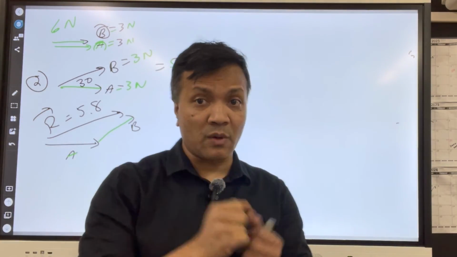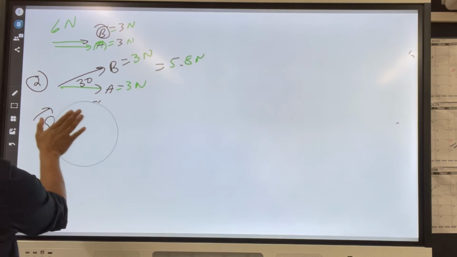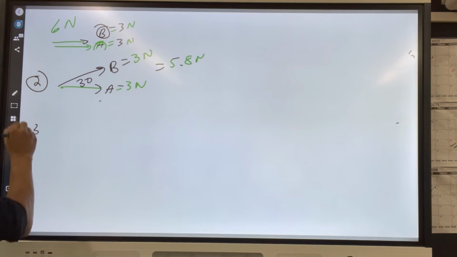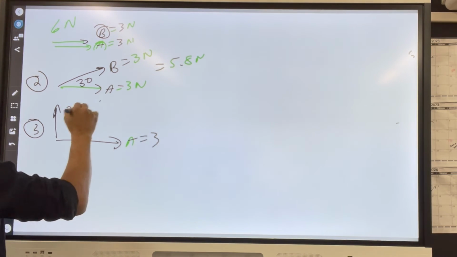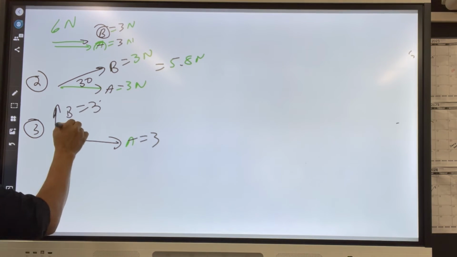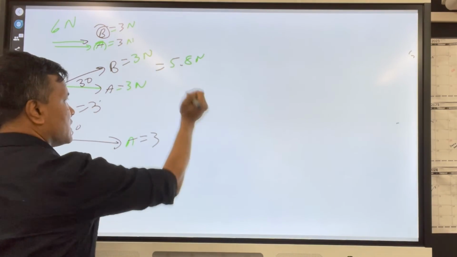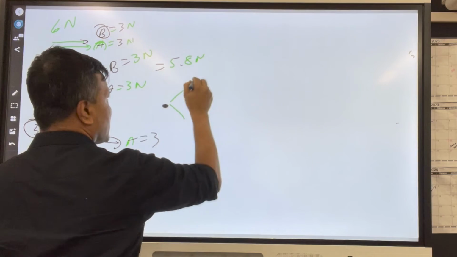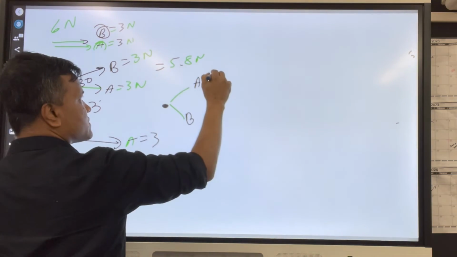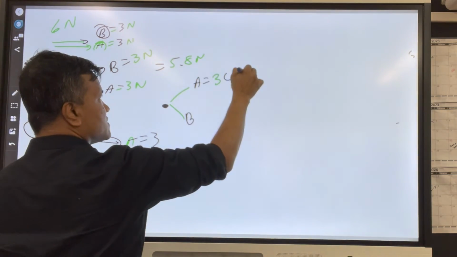Okay, now let's see problem number 3. I ask you to do problem number 3. Vector A is 3. Vector B is, of course, 3, and this is 90 degrees. So you have a point where the two forces are acting, A and B. So A is 3 cosine 0.